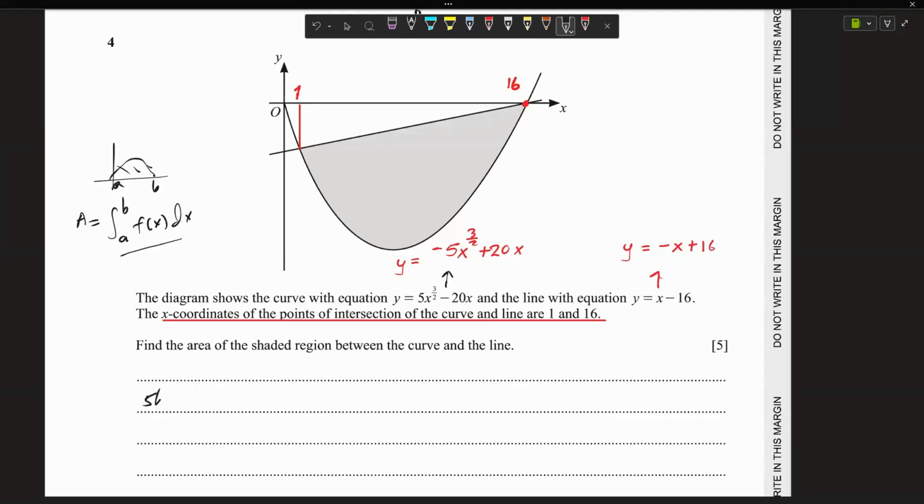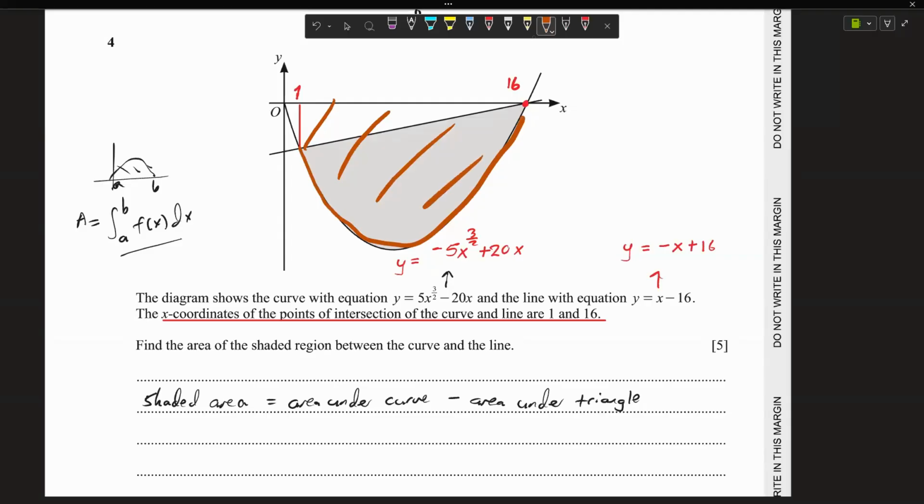So for the shaded area, we will find it by finding the area under the curve, and we subtract the area that is under the triangle. All right. I think you can see what I mean. Area that is enclosed by the curve. So the whole area enclosed by the curve, which is this whole area. And from it, we subtract the area under this triangle, basically. So that's what we'll be doing. All right. So let's work on that.